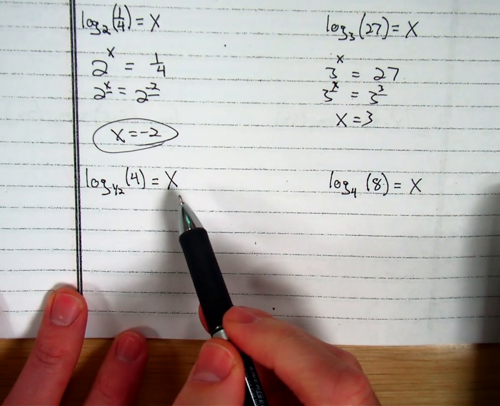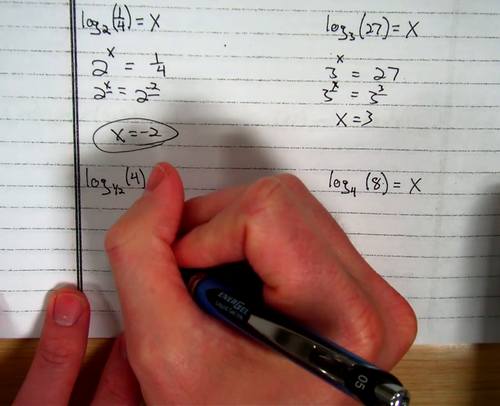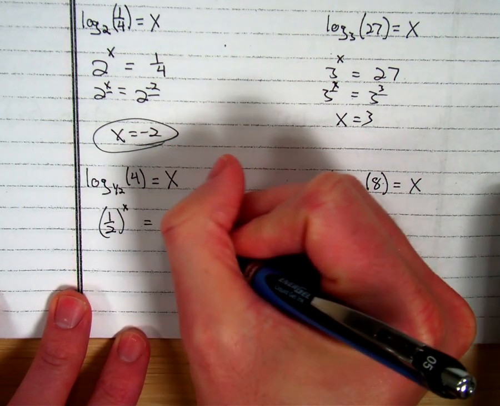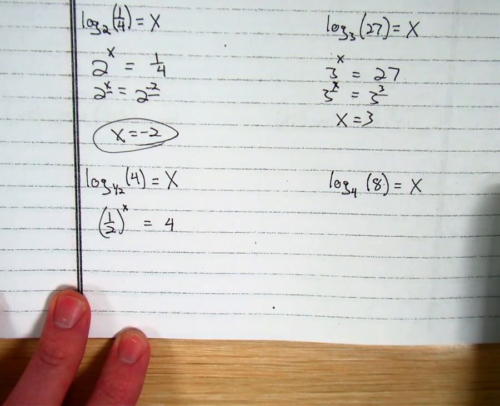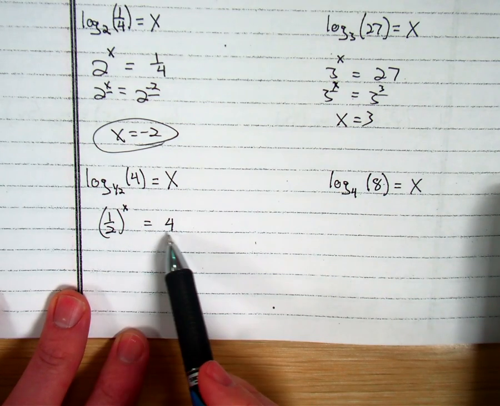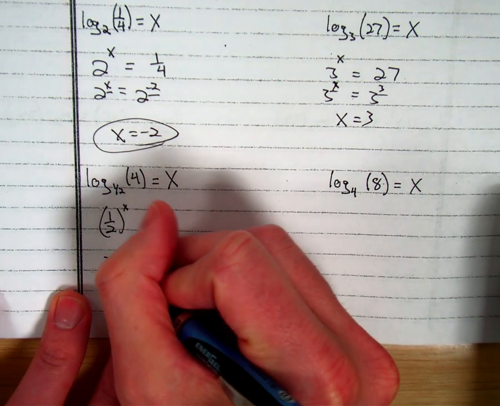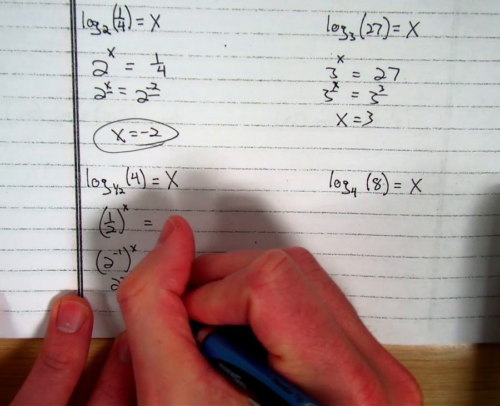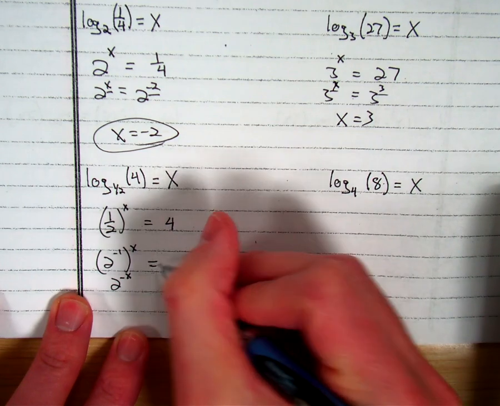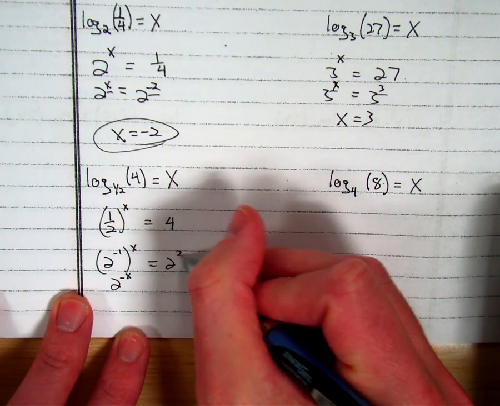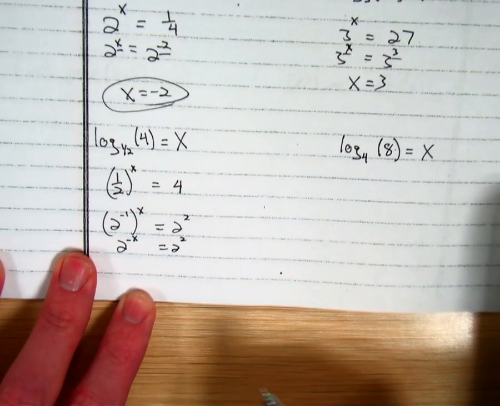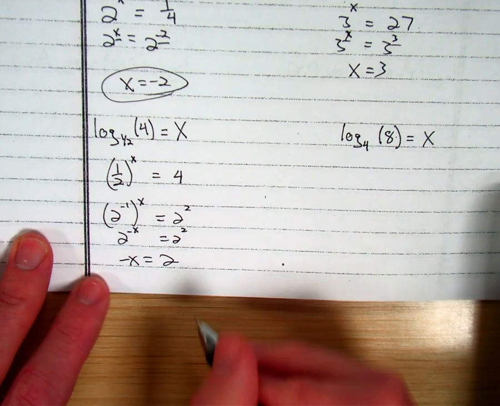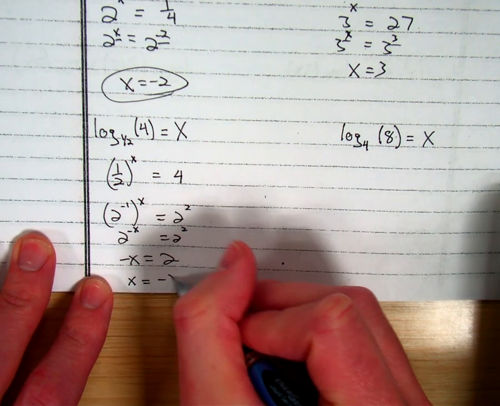Alright, x is the power. X is going on top of a half. 1/2 to the x equals 4. So 1 over 2 and 4. I'm thinking let's get these to be 2's. 1/2 is 2 to the negative 1. Power, parentheses, power, this is 2 to the negative x. On the right-hand side, 4 is 2 squared. So now I have negative x equals 2. So that would mean positive x would be negative 2.